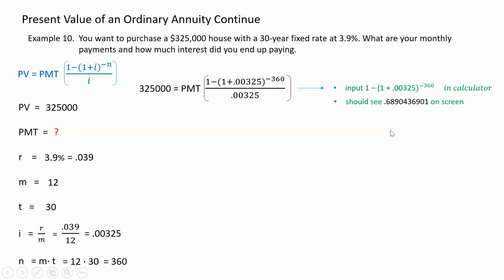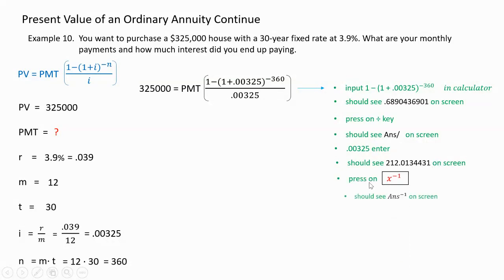This is what we should see on the screen, which is 0.6890436901. Then we're going to press the division key, and then we're going to enter the 0.00325. This is what we should see, which is 212.0134431. Then we're going to hit the inverse key again. When you hit the inverse key, this is what you should see on the screen, Ans to the negative 1. Then you're going to enter the 325,000, and then you're going to enter that.